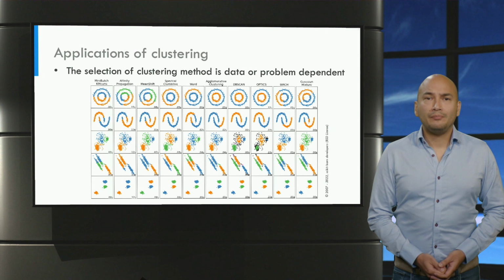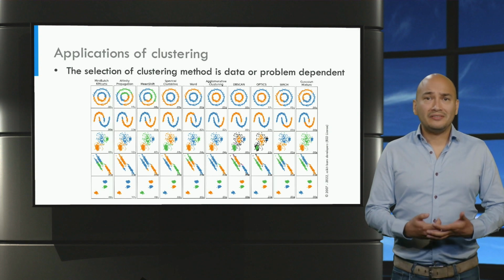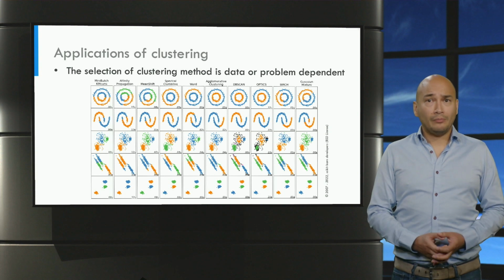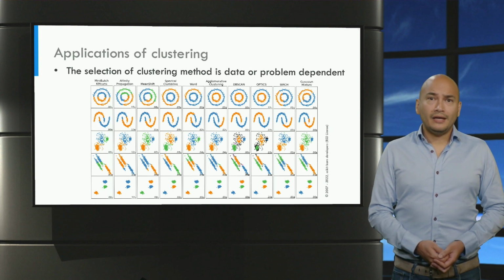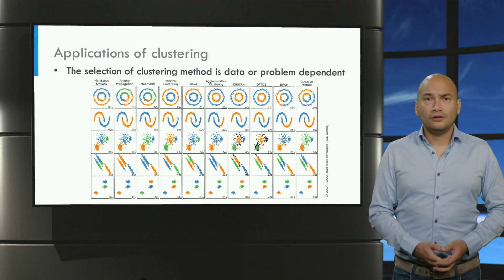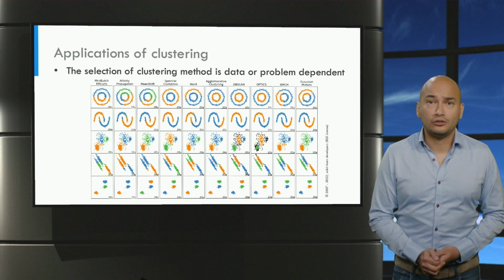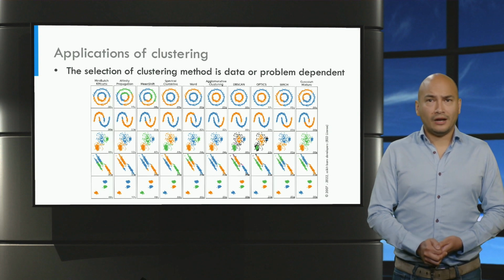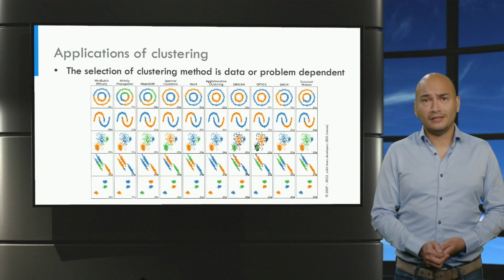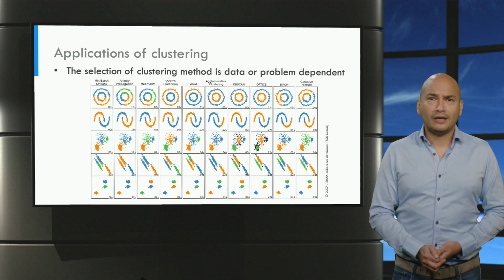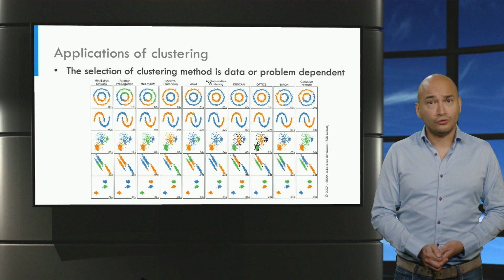Before we see the examples of clustering applications, we must understand that the choice of clustering method depends on the data or the problem we are dealing with. Here is an example of clustering results when dealing with data samples distributed differently in a 2D feature space. We can see how different clustering methods perform differently depending on the data. You can pause the video and take some time to go through the results.